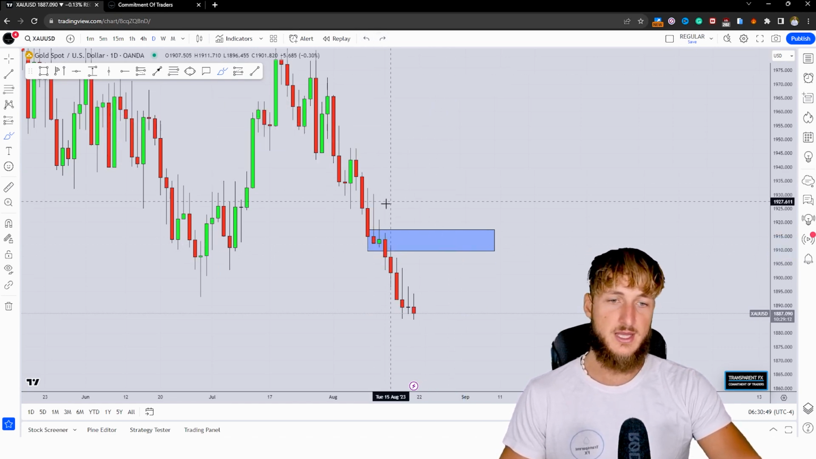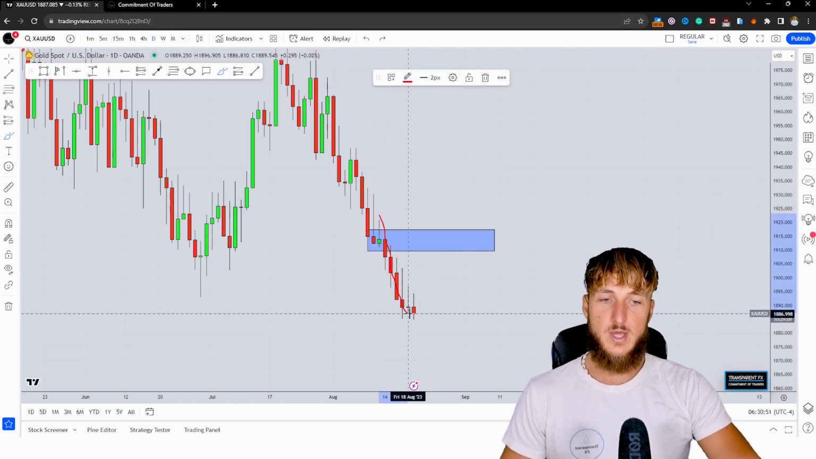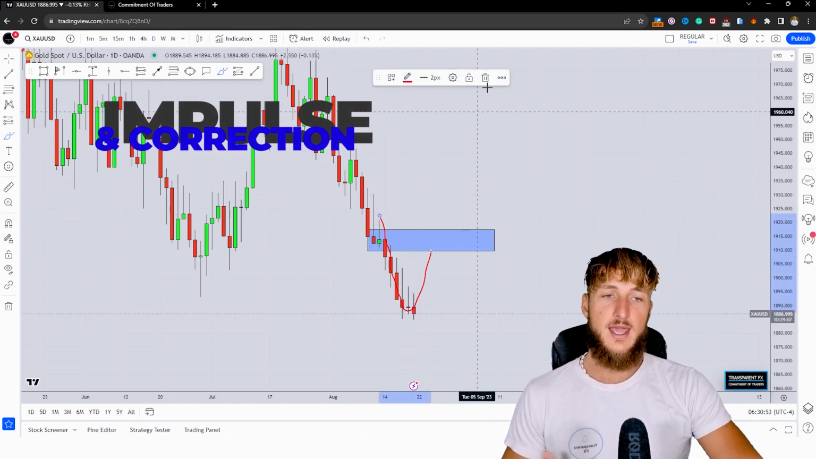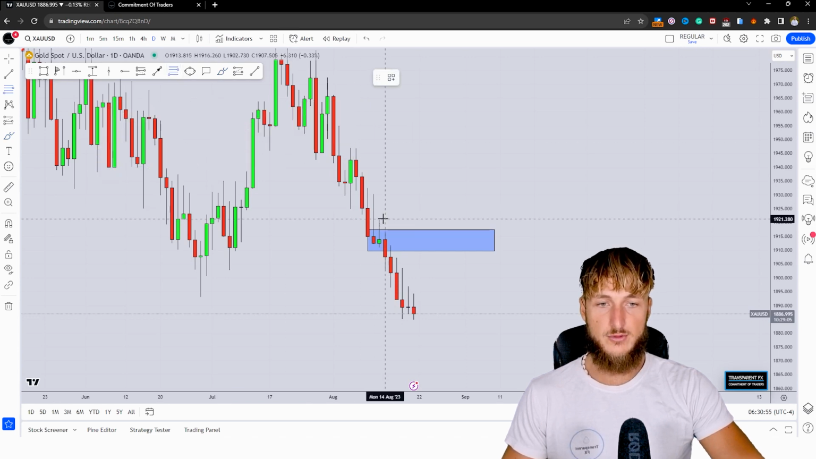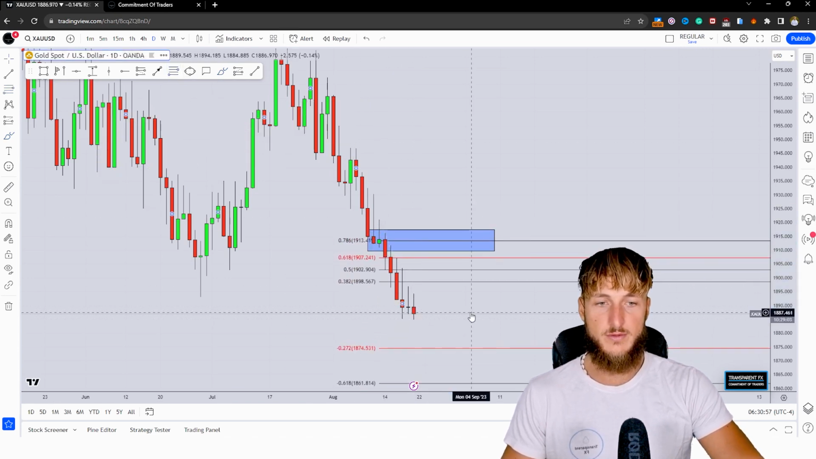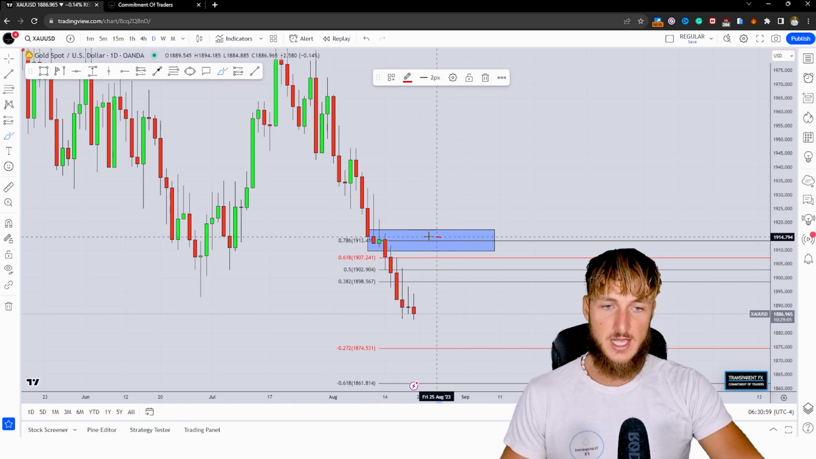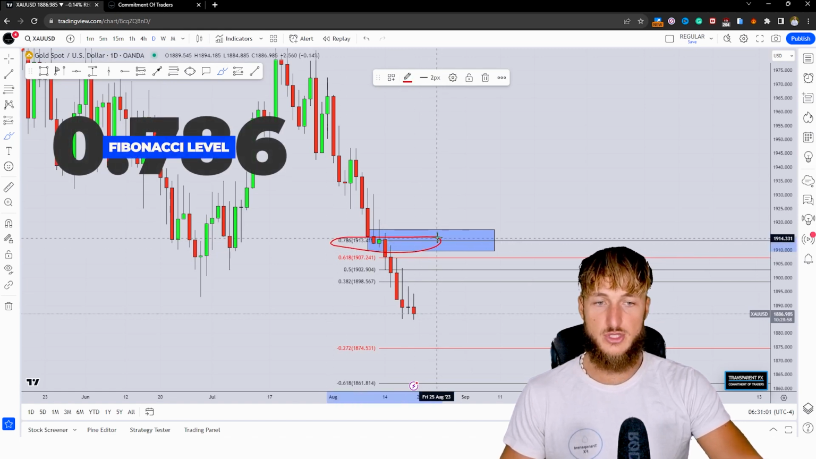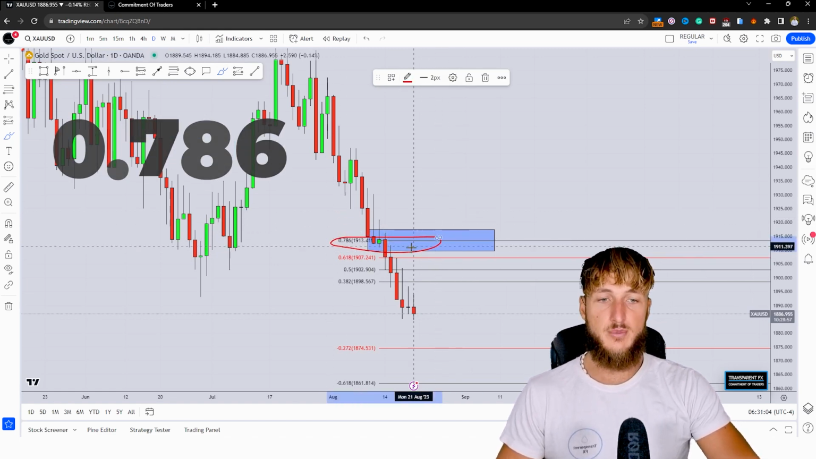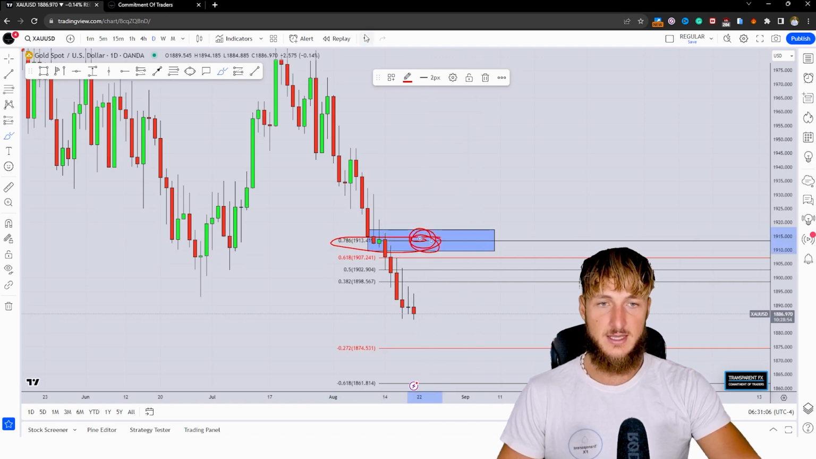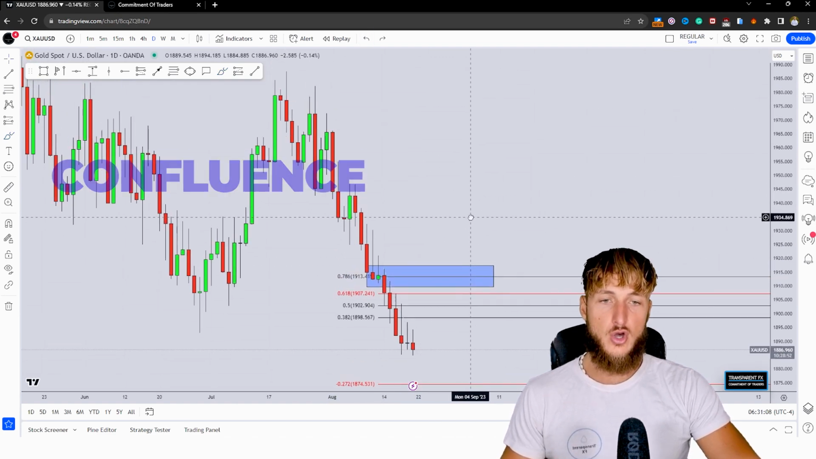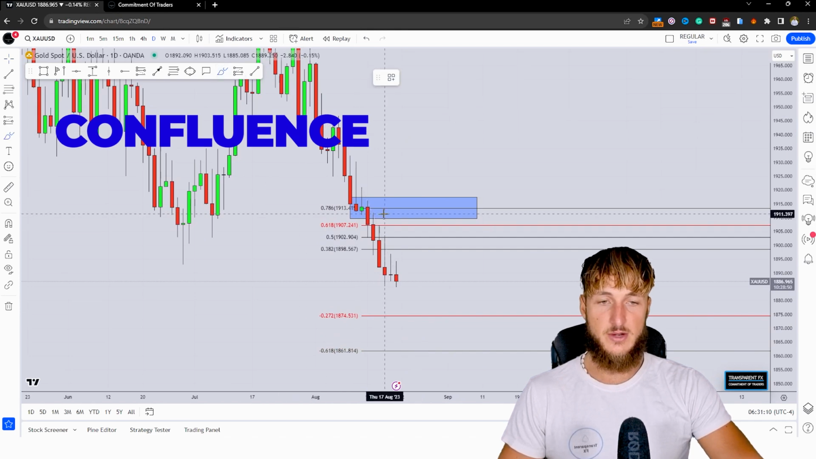From a daily perspective, we can also notice how, as we have an impulse also here on the daily, if we want to measure the correction, we have to take our Fibonacci from the high to the low of the impulse leg, which shows us how we have the 0.786 Fibonacci retracement from a daily perspective lining up exactly in this area, creating a confluence of resistance inside of this zone.